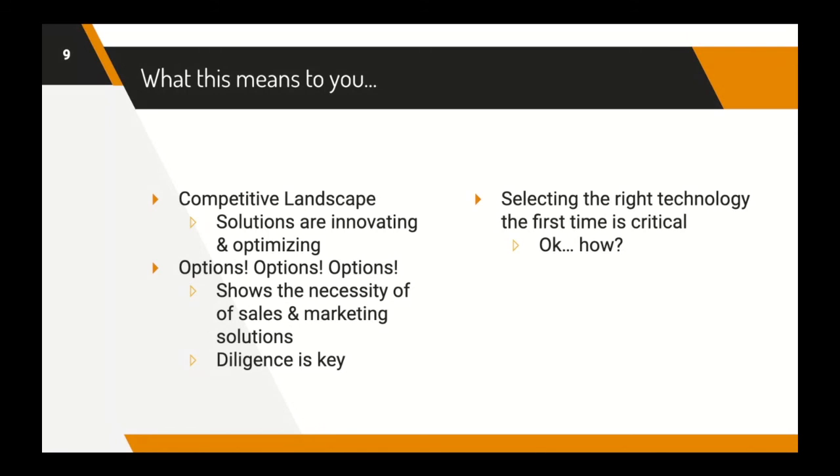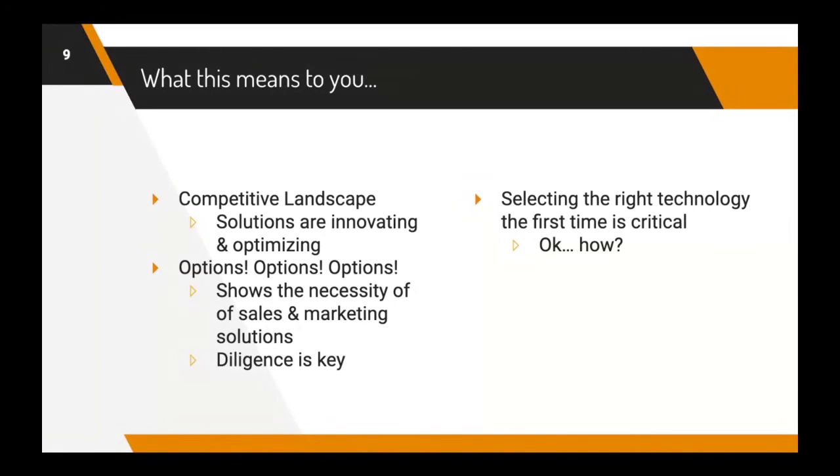You have plenty of options to choose from, which shows the necessity of sales and marketing technologies. Having these in place today, the market continues to look for them and purchase them and put them in place, because they're not something where you're expected to take the technology and it's going to do the work for you. Technology is meant to come into your current systems and processes to help you optimize them.